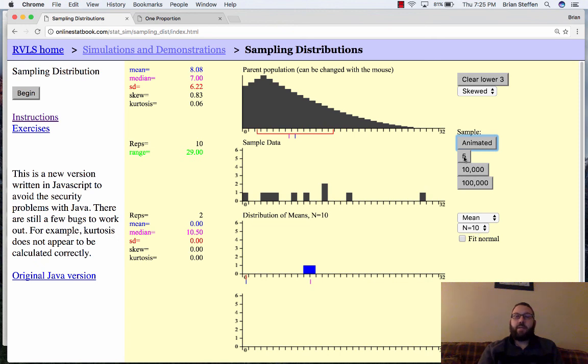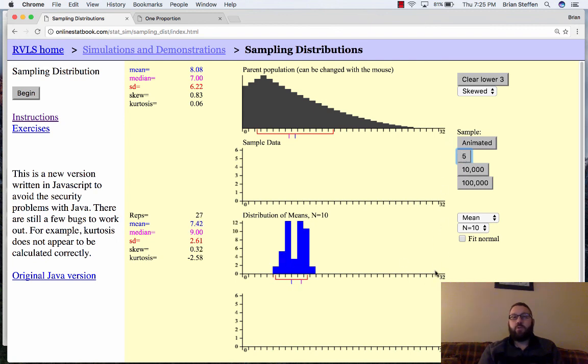And then instead of animating, I'm going to do 5 more. And then what it did is it did all those and then plotted the averages. And then do 5 more and 5 more. And it's going to continue to build. Now notice the x-axis stays the same. They're all 32. But the y-axis changes because I have more and more.